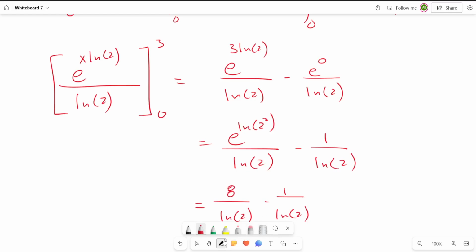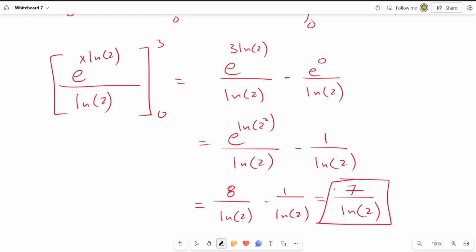I have a fraction subtraction, and I have a common denominator which is the same, so I can subtract the numerators. So 8 minus 1 is basically 7 over ln 2. I can leave this answer as this, because if I did it in the calculator, it's just going to give me a decimal answer where I will need to round it. This is the exact answer, and I can leave my answer like this.